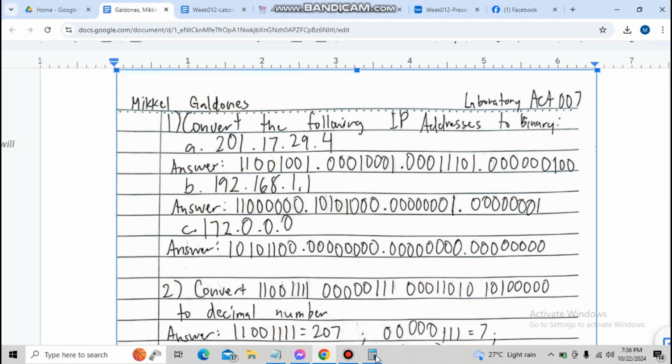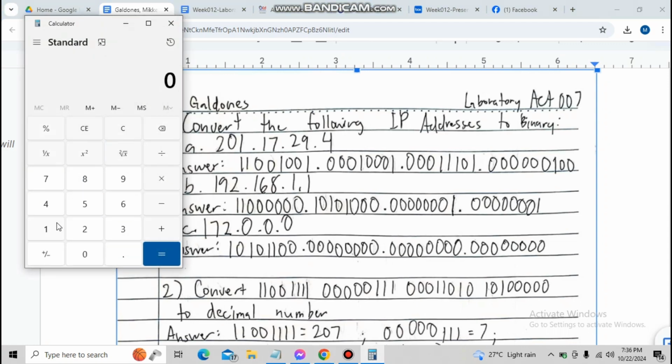Now let us put this on the calculator. 128 plus 64 plus 8 plus 1. And there we have it, 201. So our first item is correct, the first part of our IP address.